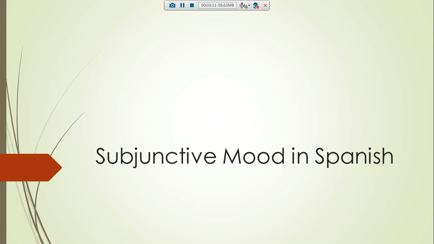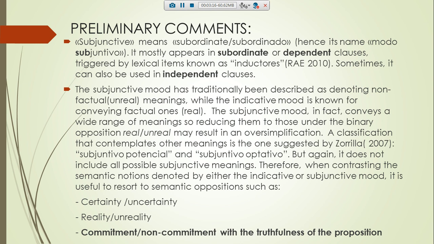Subjunctive mood in Spanish. Some preliminary comments. Subjunctive means subordinate, subordinado, hence its name, modo subjuntivo. It mostly appears in subordinate or dependent clauses, triggered by lexical items known as inductores. Sometimes it can also be used in independent clauses. The subjunctive mood has traditionally been described as denoting non-factual or unreal meanings, while the indicative mood is known for conveying factual or real ones.